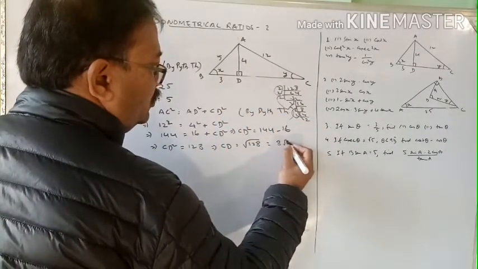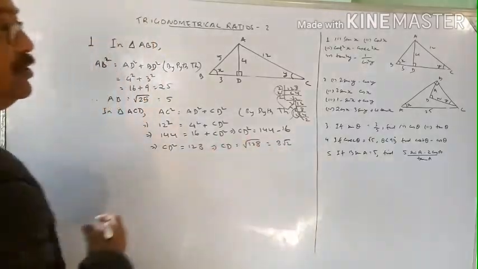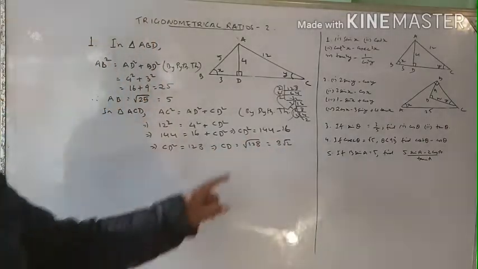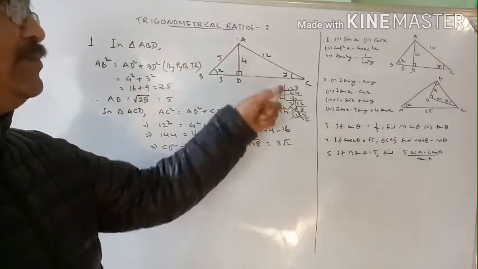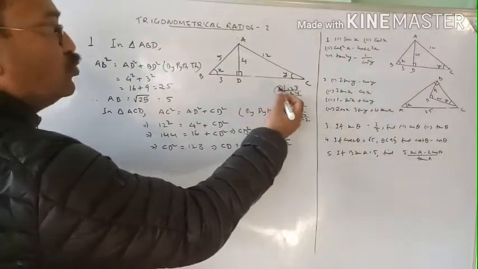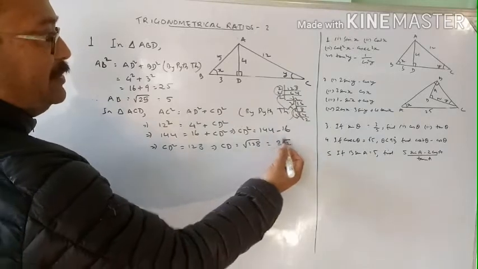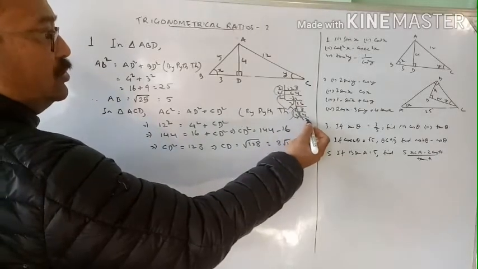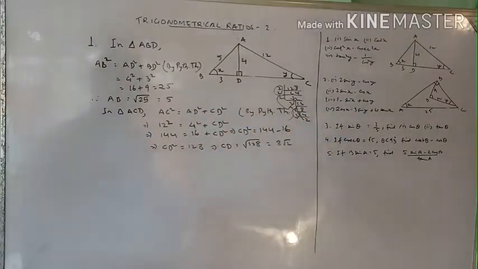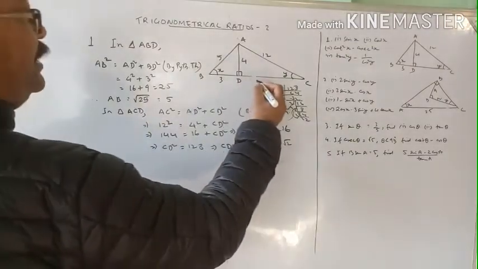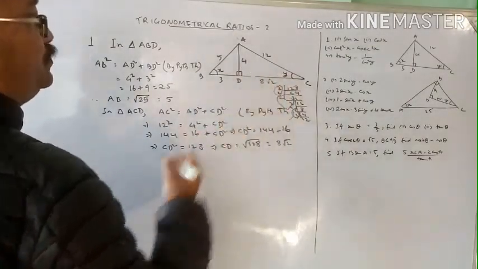8 into root 2. Because to find the square root, you have to take one factor out of every 2 factors. From two 2's, one 2 will come. So three 2's will make it 8. This 2 doesn't have a pair, so it will remain under root. So this is 8 root over 2.